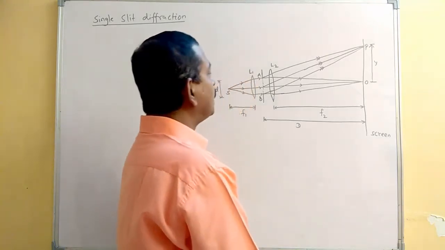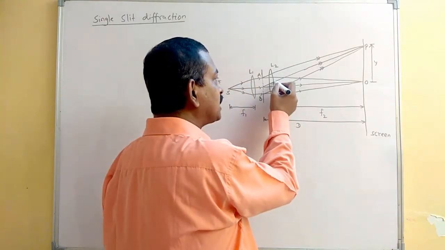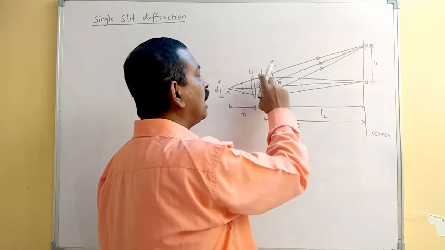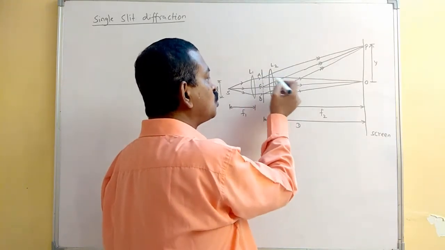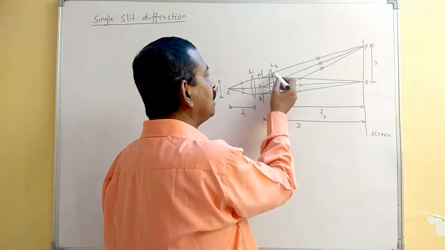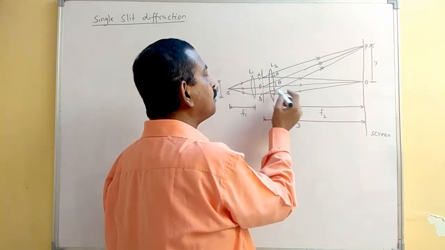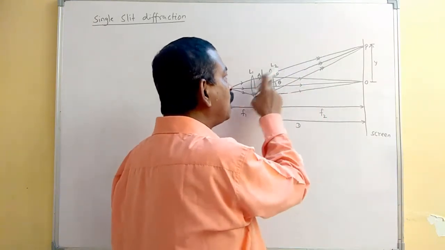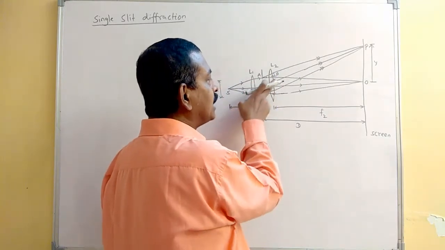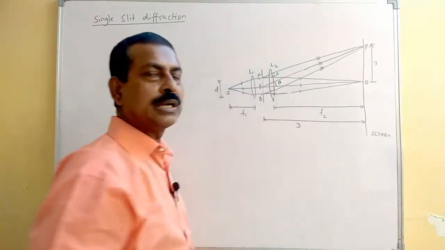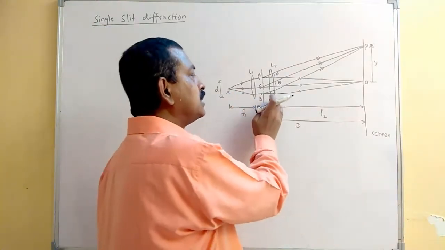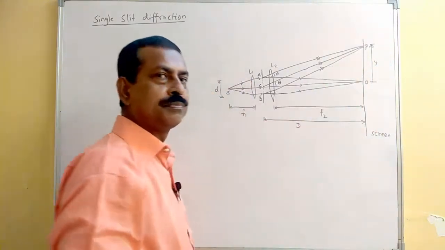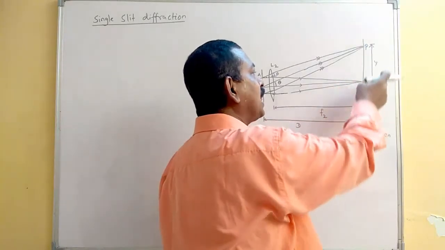Suppose those rays which have bent at an angle theta, like one coming from C, and the other this one, all have this angle of bending as theta. So all those rays will once again be parallel to one another. After passing through this lens, they will meet on its focal plane at the point P, suppose. This is at a distance y from the center, that is O.